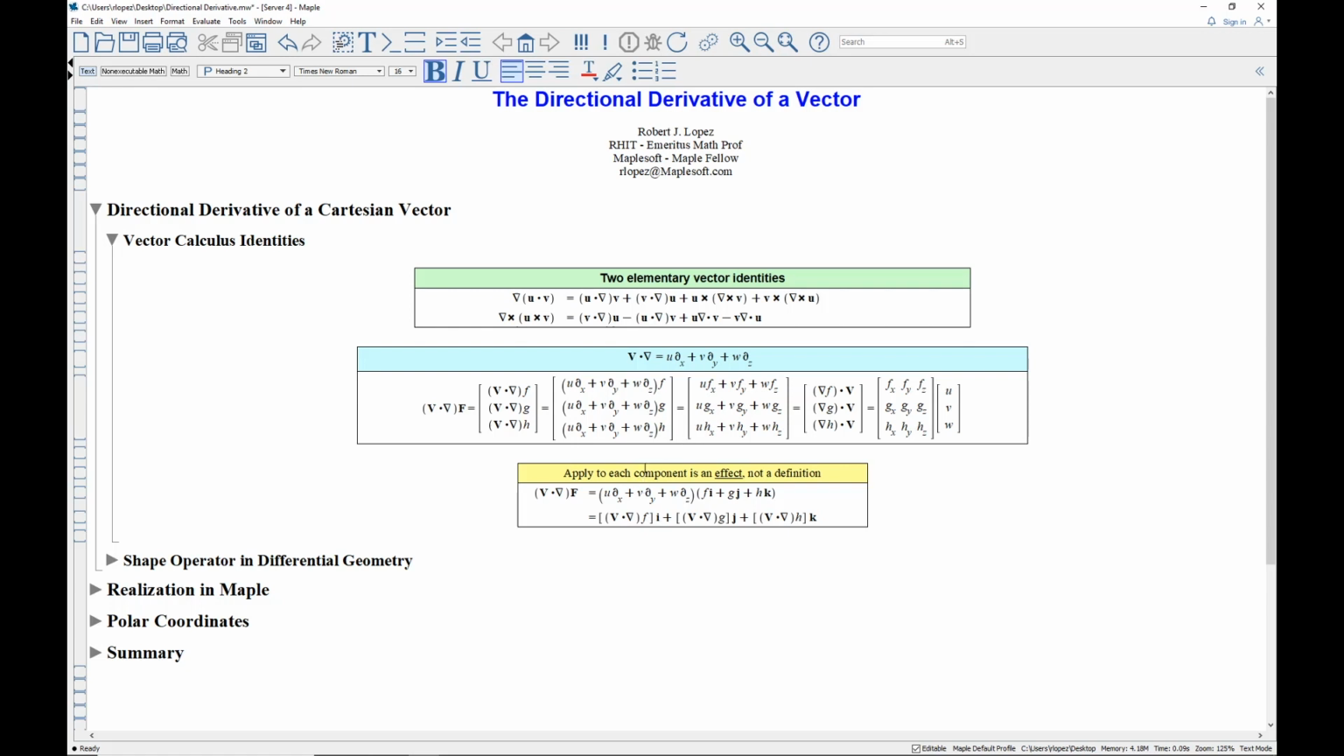But it turns out that the application of this operator to each component is actually an effect, because if you take this operator and act on this vector, where i, j, and k are unit basis vectors in Cartesian coordinates, what you get is the operator acting on F. It really is F times i, but i is constant, so it acts only on F. And here it acts only on G, and here it acts only on H, and hence this statement: apply the operator to each of the components.